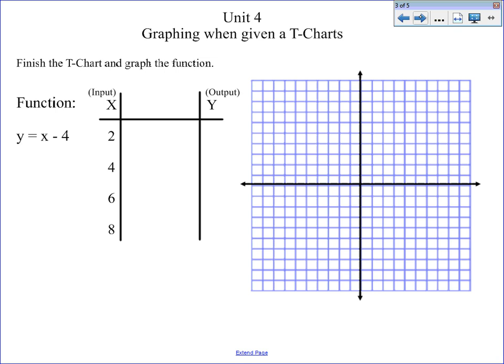Let's try another one. Notice that our function on this one changed. So we're going to write that in the middle of our T-chart, or our function chart. And we get y equals x minus 4. And so what we're saying is, in order to find y, we have to take whatever x is and subtract 4 from it. So y equals, now our x is 2, minus 4. 2 minus 4 gives us negative 2. So when x equals 2, y is negative 2.